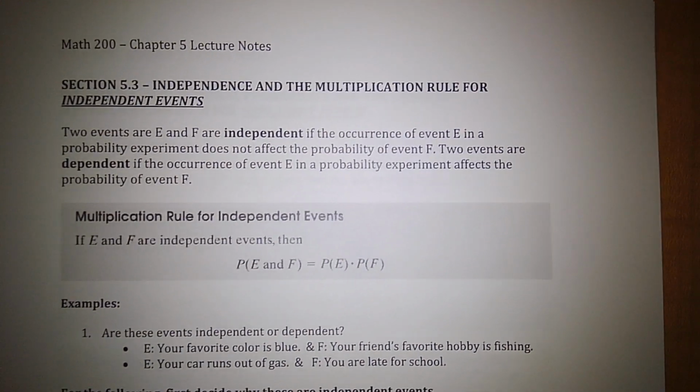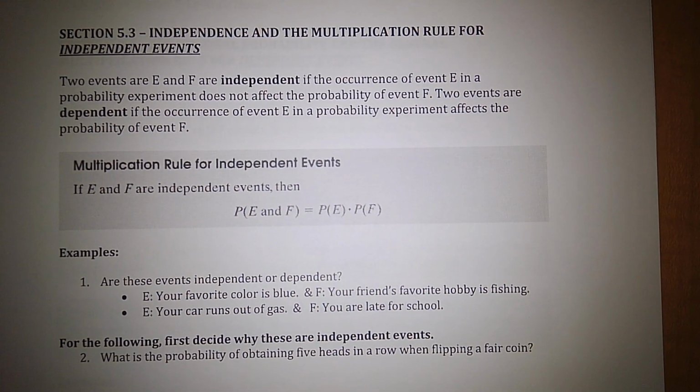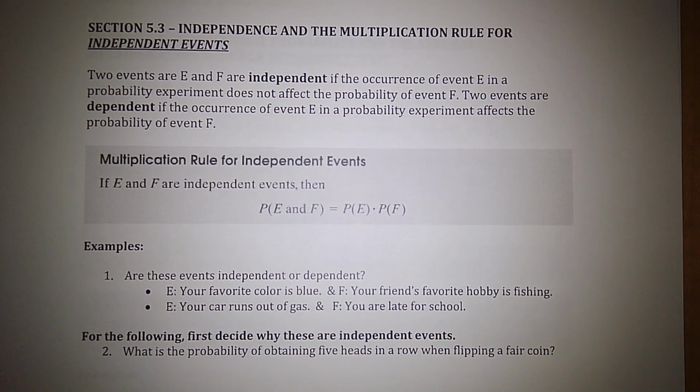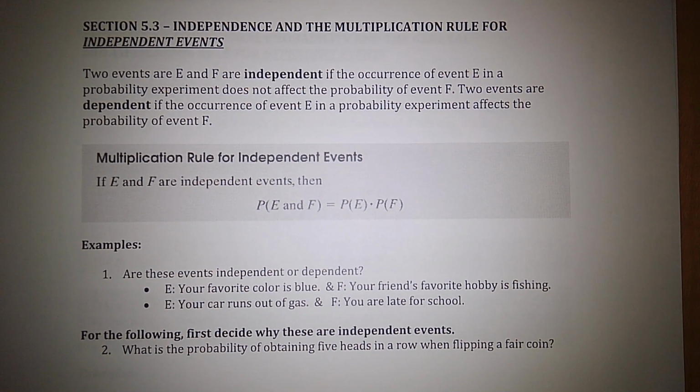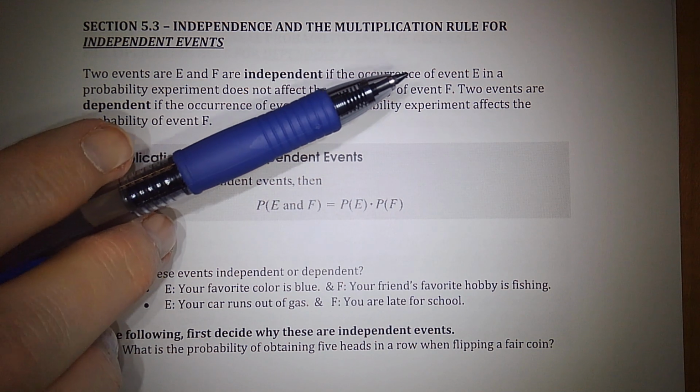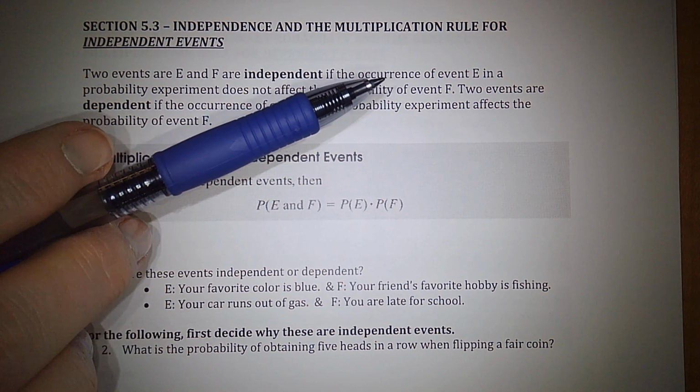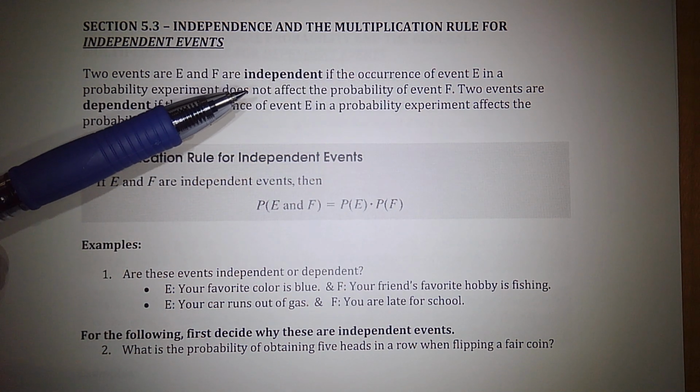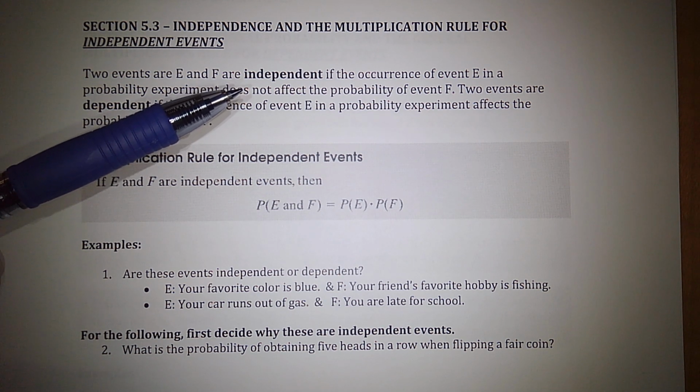All right, on to the next section, which is 5.3. We're going to now talk about independence. Independence of an event is considered if the occurrence of the first event in the experiment does not affect the probability of the next event. So they're 2 separate events.